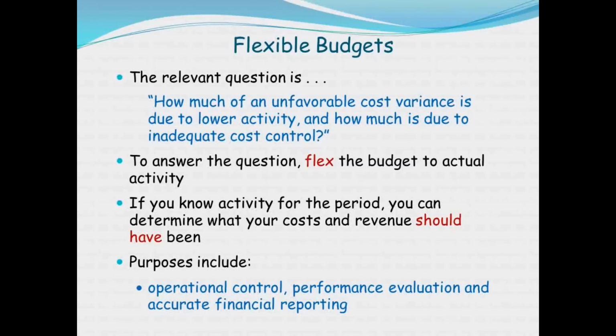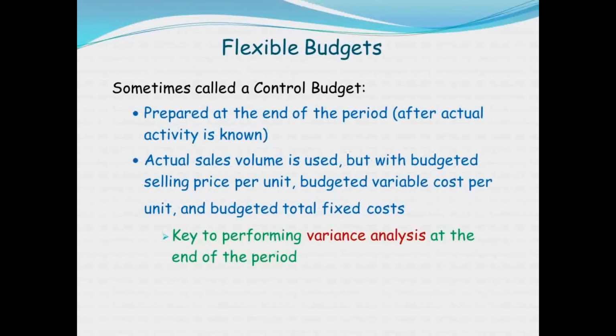And by doing this right, we can use it for operational control and performance evaluation, kind of one and the same. And again, if you're using a standard costing system, you would use it for financial reporting as well. Another name for a flexible budget is a control budget. It's backward looking, whereas the master budget is forward looking. The flexible budget is backward looking, normally on a monthly basis. As I said, you use the actual sales volume, still using the budgeted or standard selling price and variable costs and fixed costs. And that allows you to start the process of variance analysis.